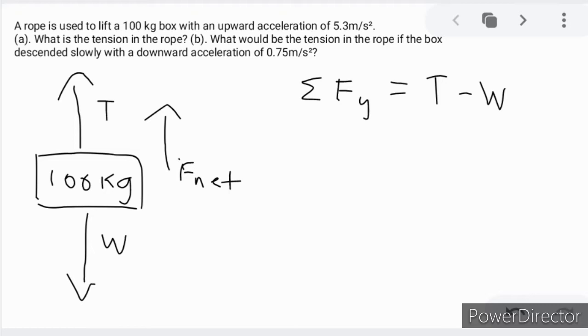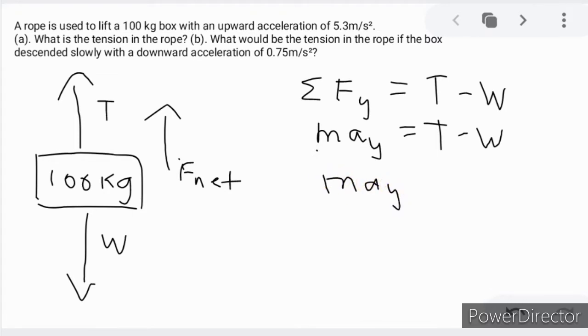Then, as we all know, recalling Newton's second law of motion, the summation of force is equal to mass times acceleration. So we can write this as this. And since it is along y, we can write this as mass times acceleration along y, which is equal to T minus W.